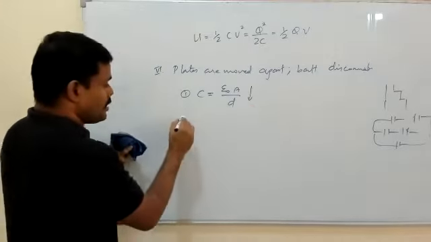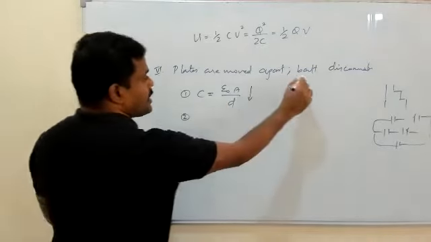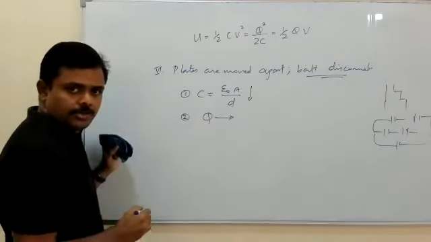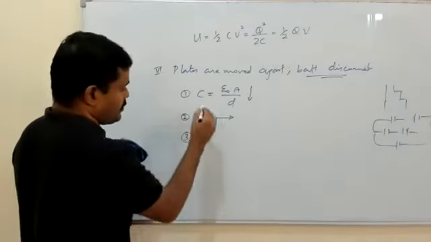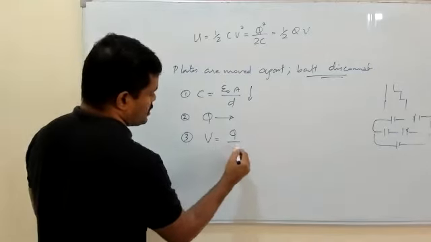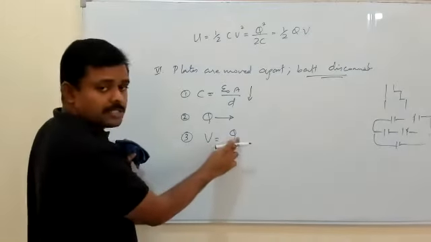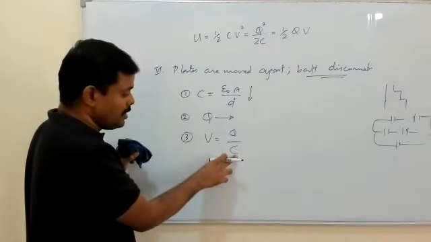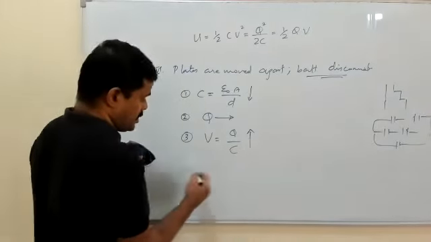Number two, battery disconnected. Disconnected means no more charges, so Q is constant. Third one, V is equal to Q over C. Q is constant, C is decreasing. The denominator is decreasing, so this value must increase.